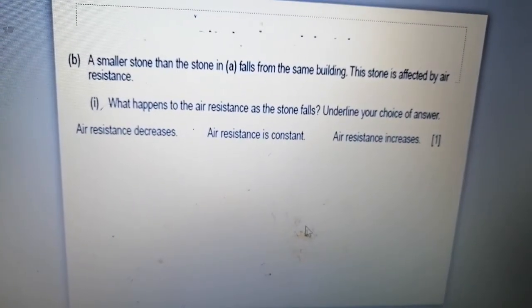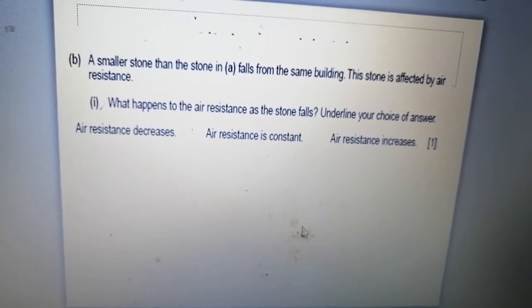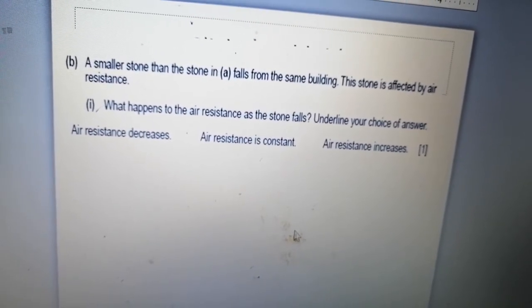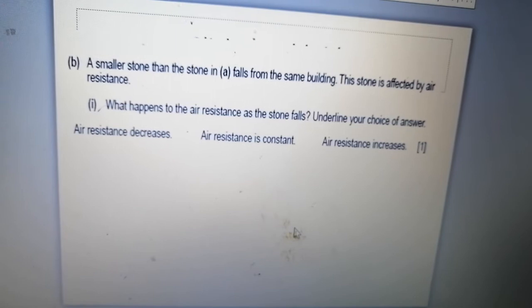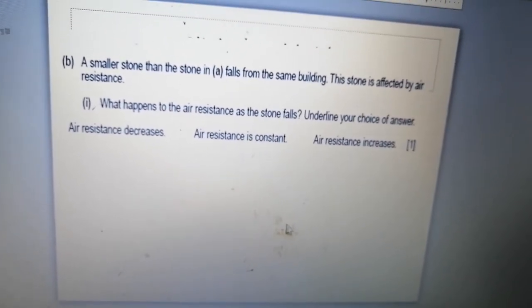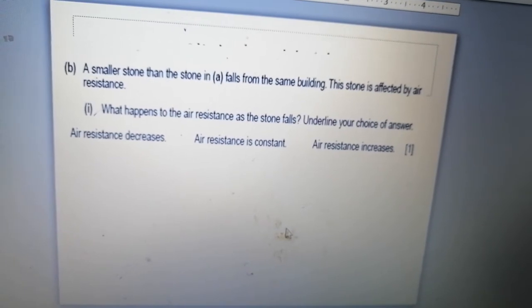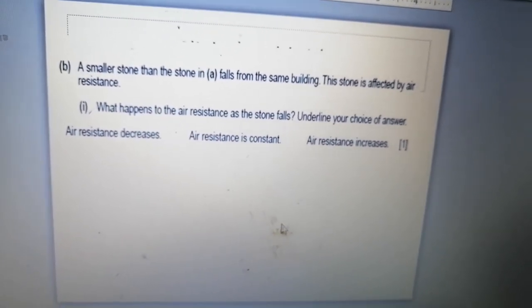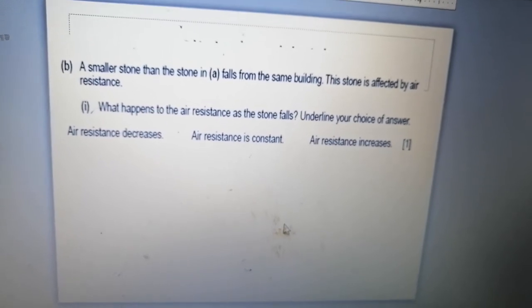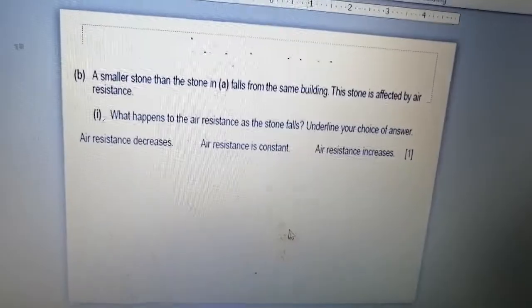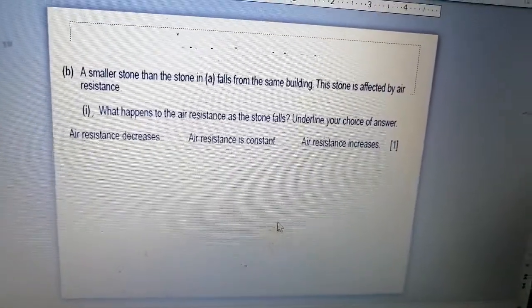Next, B. A smaller stone than the stone in A falls from the same building. This stone is affected by air resistance. What happens to the air resistance as the stone falls? Underline your choice. Air resistance is increased. When the air resistance is increased, what happens to the speed? It's slowing down, right?